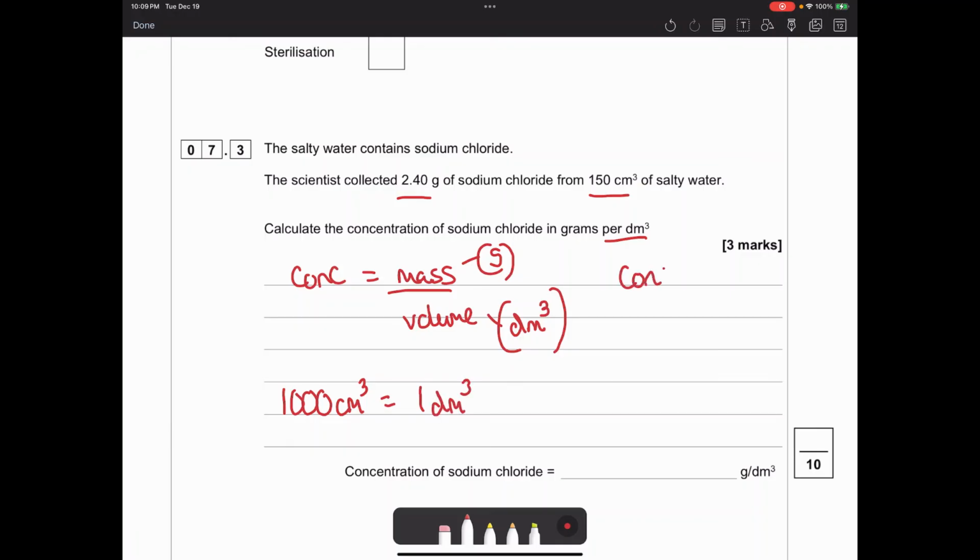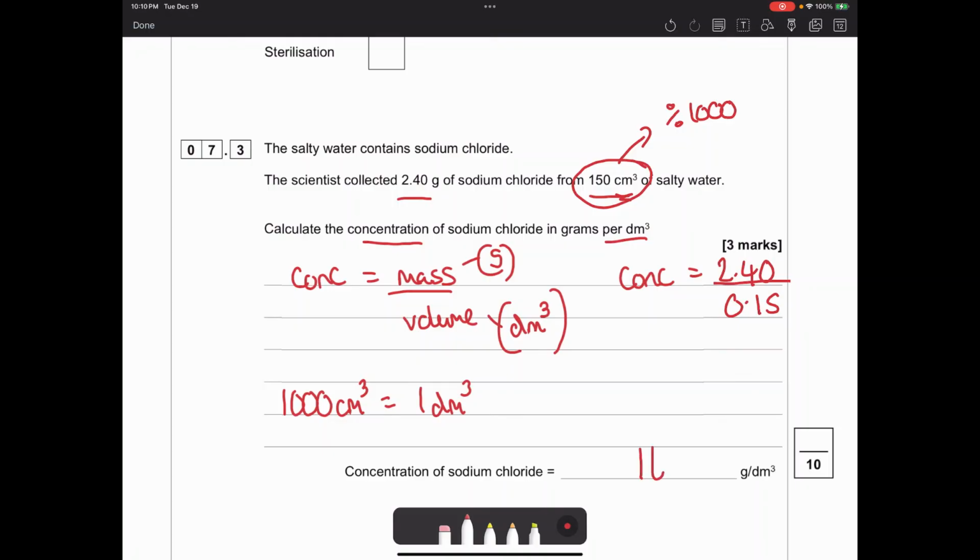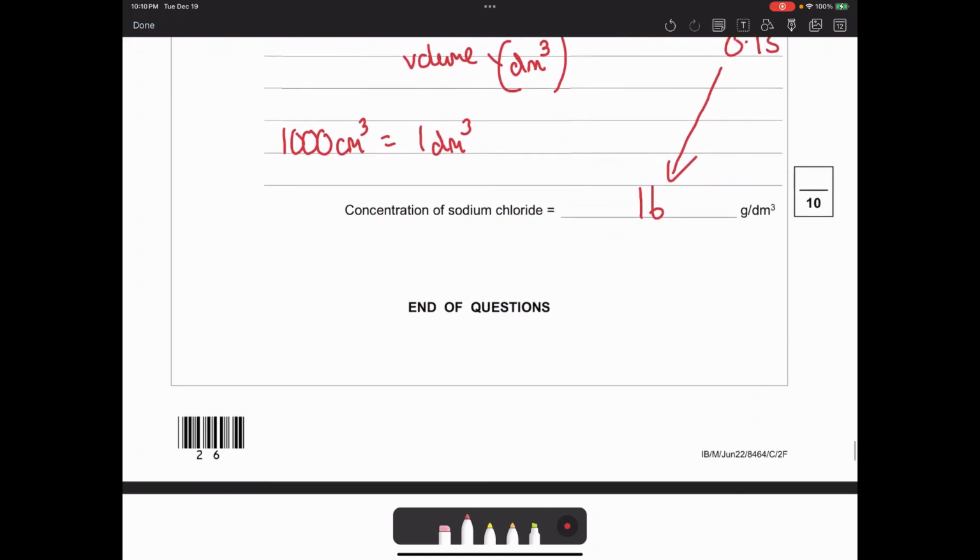So in this equation, concentration is what we're finding, so we don't need to rearrange it. But your mass is 2.40. Your volume is given to you in centimetre cubed, not decimetre cubed. So you would divide it by 1,000. So 150 divided by 1,000 is 0.15. Once you then do that, you do 2.4 over 0.15, that then gives us 16 grams per decimetre cubed. And that is your final answer.